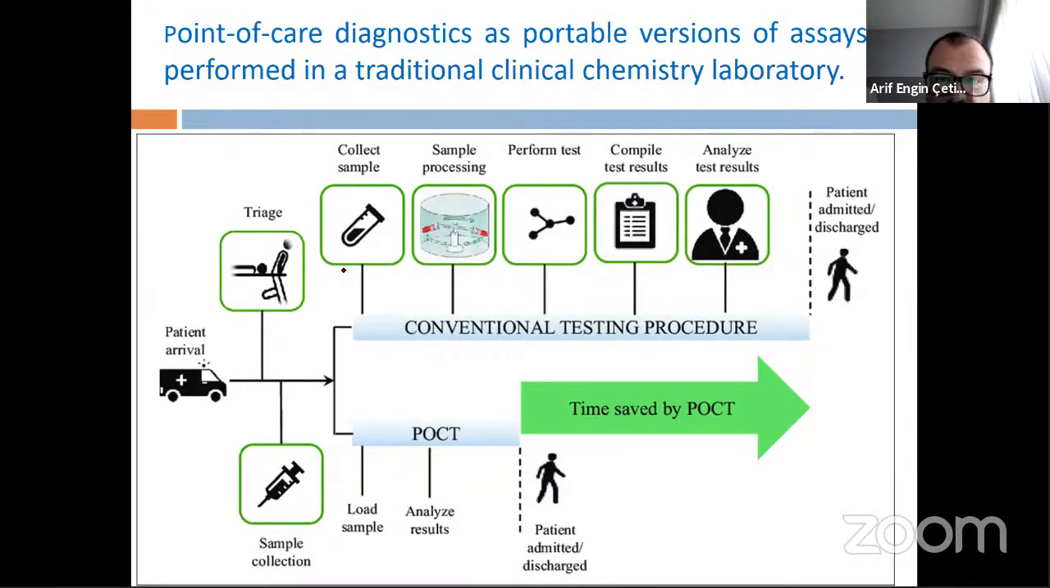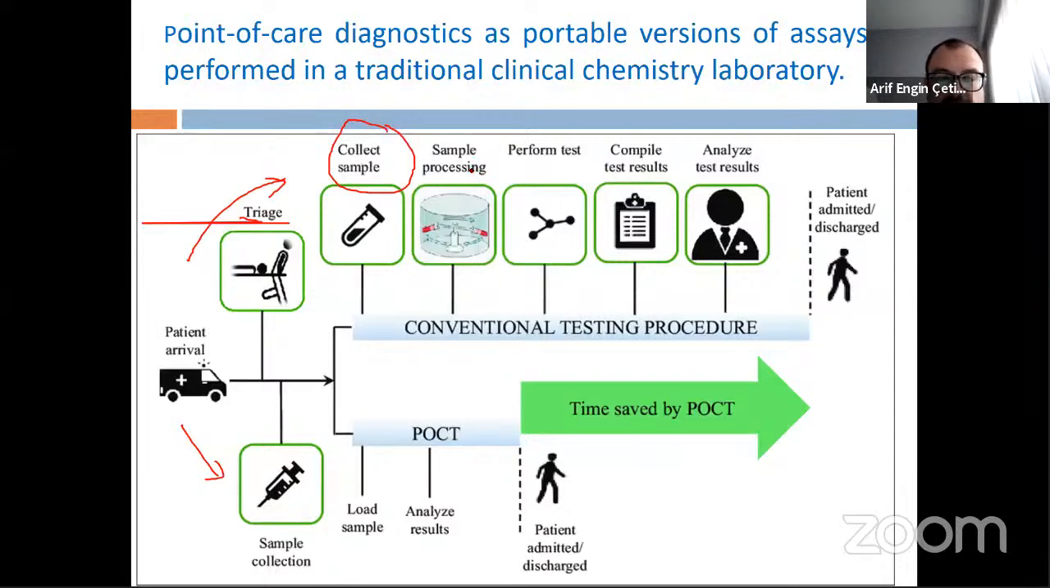So let's look at two scenarios. One of them is the classical scenario, and the other one is the POCT. In this classical way, you go to a hospital. This is triage. Triage means you are accepted by the hospital. A clinician sees you, and then based on your symptoms, that clinician sends you to a laboratory to collect a sample.